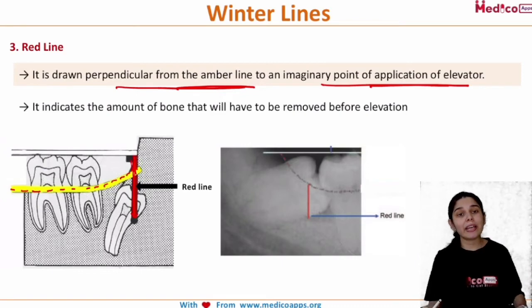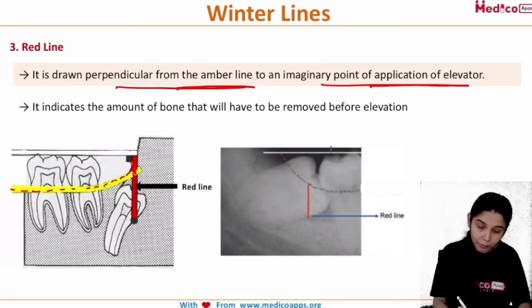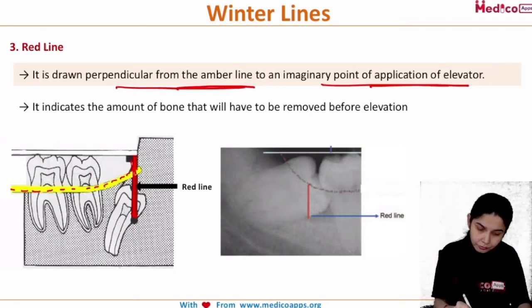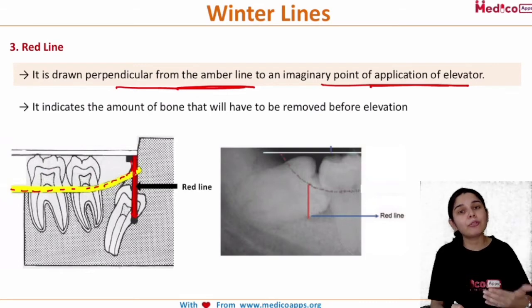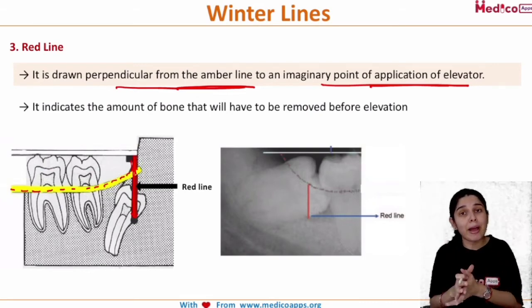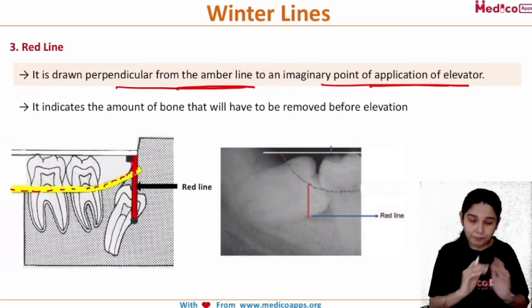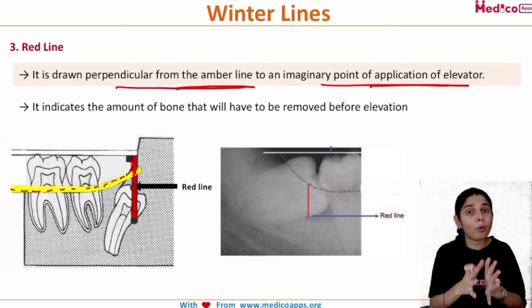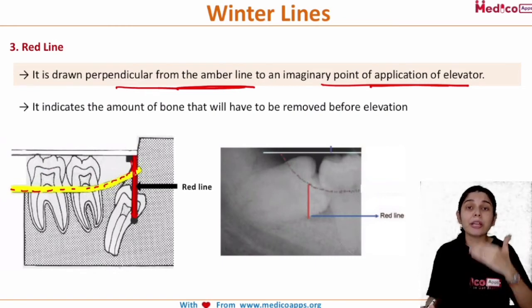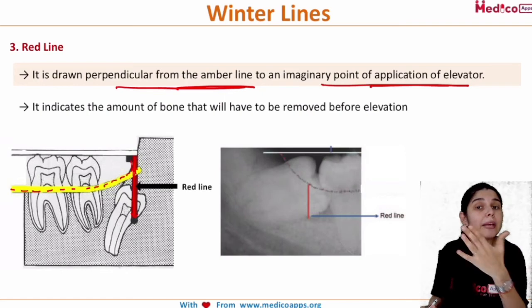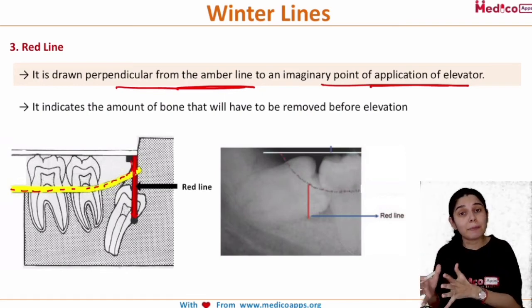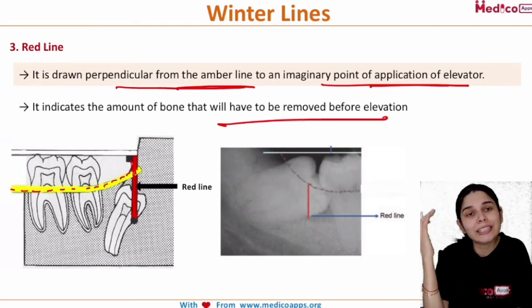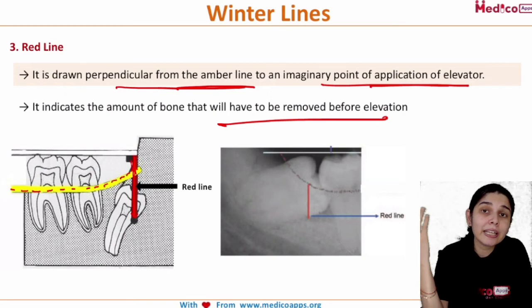It will signify the depth of the tooth in the bone: how deep the tooth is impacted inside the bone, and how much bone we have to remove before the disimpaction, before removing the third molar. It is significant because the amount of bone which has to be removed helps in understanding the difficulty we will encounter while doing the disimpaction. So this is the red line. I hope you have understood these three: the white line, the Amber's line, and the red line.